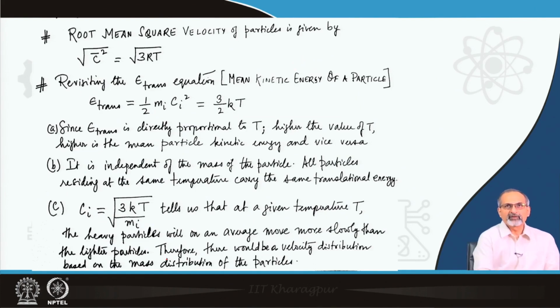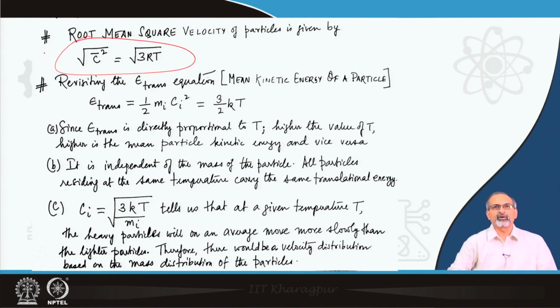The root mean square velocity of particles is of course given by taking the square root of the C bar square, which becomes root of 3RT. And revisiting the E translational equation, which is nothing but the mean kinetic energy of a particle, we can show that E translational is equal to 3/2 kT.